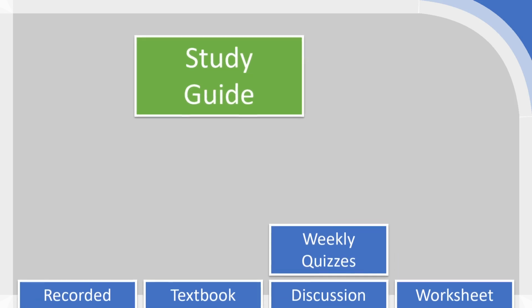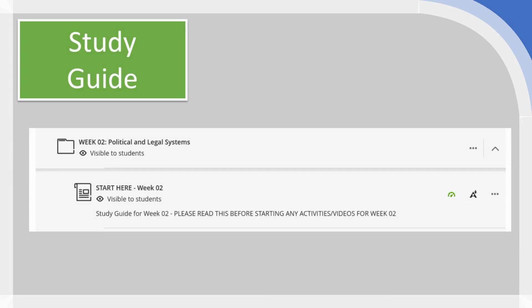So every week what you will need to do is go onto the Brio Shell and you have your weekly block. So in this case, what you can see is the weekly block for the second week, political and legal systems. And at the very top, you'll see a document that's labeled start here and then the week number. So this is going to be the study guide for that particular week.